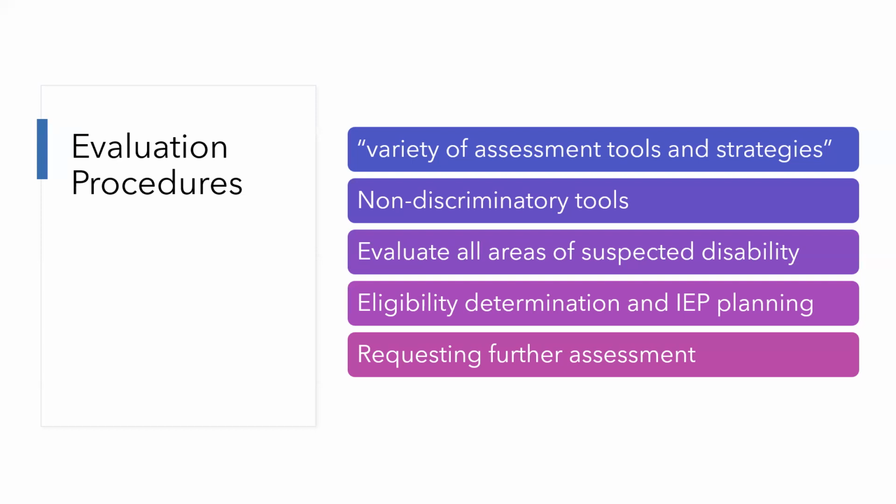It should also include any observations by teachers and related service providers for initial and reevaluations. So the team is going to use all of this information to determine eligibility, understand the child's unique needs, and to create or adjust the child's IEP.